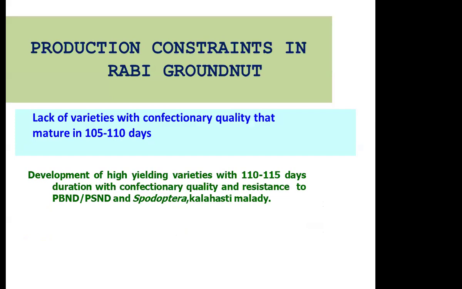Many people want varieties with confectionery quality. With that objective, we are making crosses. John is looking after this work. Meanwhile, we have a stopgap arrangement. We have, next slide, please.